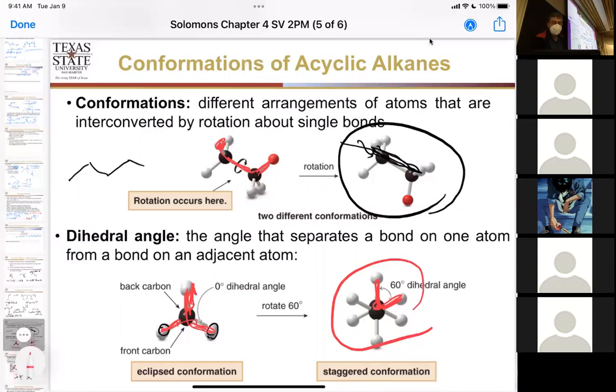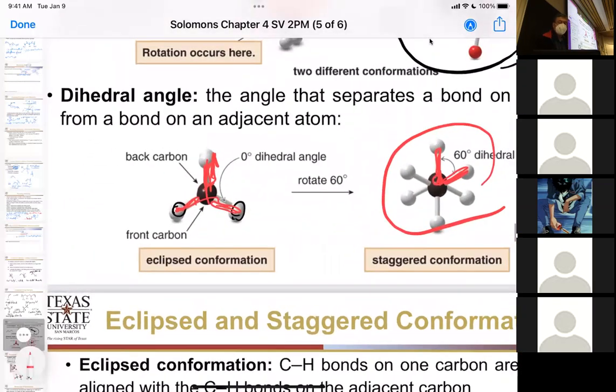Okay, so that's one way to look at it. And so we have words for the different conformations instead of having to draw them out. When they overlap together and have 0 dihedral angle, we call that the eclipsed conformation, eclipsed. Think of it as one atom going in front of the other one, so you can't see it. It's more like an eclipse of the sun.